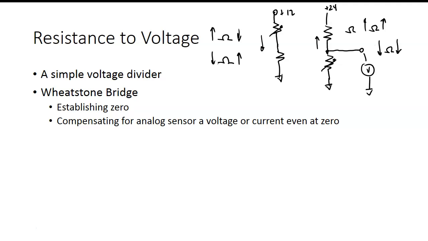So what we want to do is come up with a way that we can establish a zero. So we're going to use something that's very, very widely used. It's called the Wheatstone bridge. This was originally the way it was developed, and some people draw it like this.